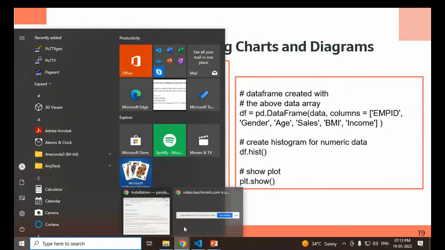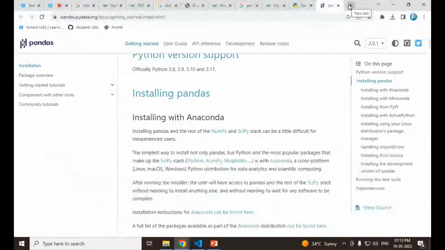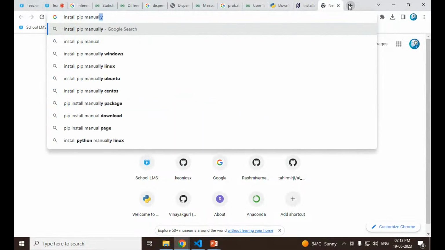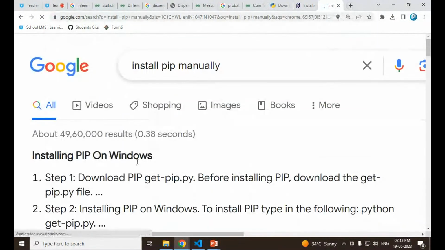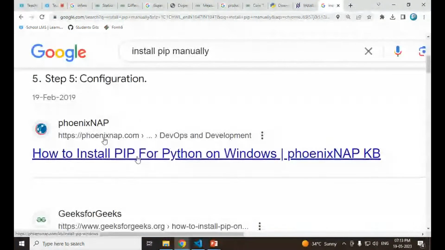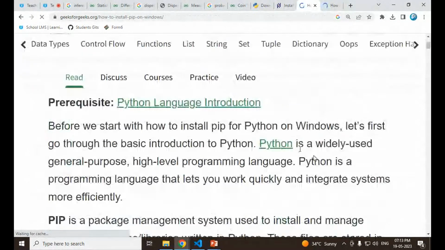There is a file we need to download. I give the reference. You can download that. Please follow these instructions.